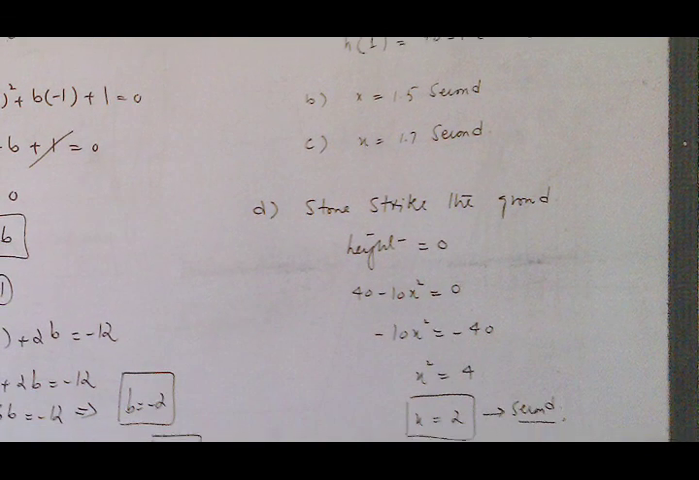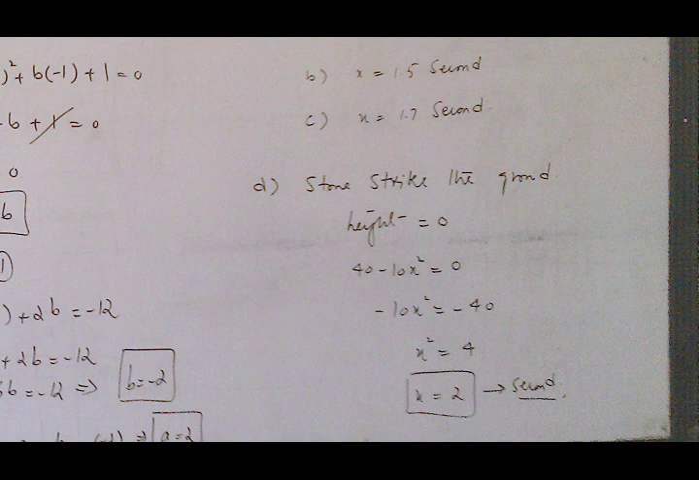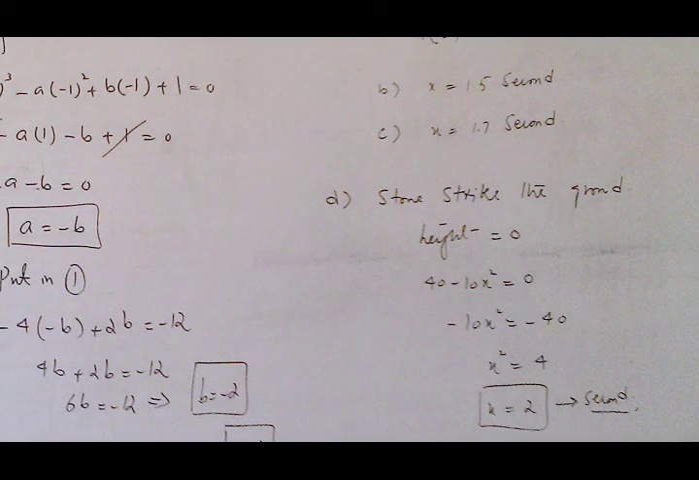Now part b is we have to show the time when the stone strikes the ground. When the stone strikes the ground, its height is 0. We put the function equal to 0 and get the answer x is equal to 2, which shows that after 2 seconds the stone strikes the ground.